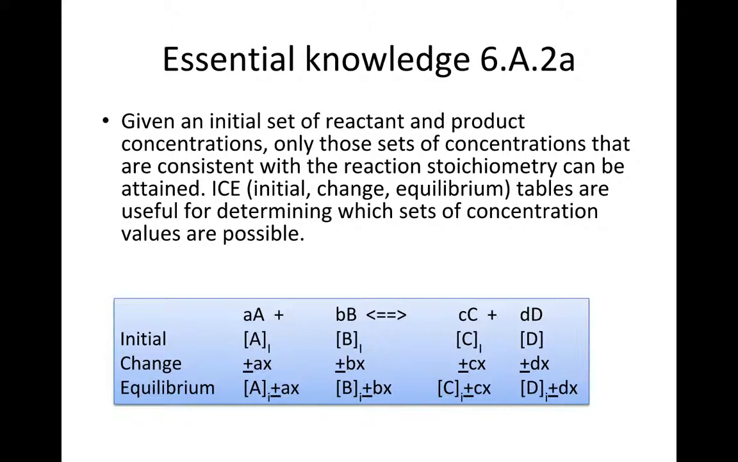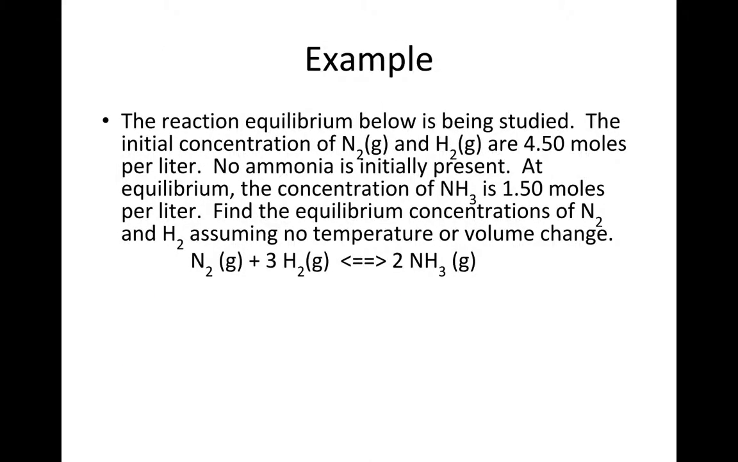So then we evaluate at equilibrium, the amount of A we'll have at equilibrium will be A, and then plus or minus the change, AX, B plus or minus BX, and so forth. Now just to illustrate how that works, here we have an equilibrium where we have N2 plus 3H2 makes 2 NH3. Now we're adding initially to this container 4.50 moles per liter of N2 and H2.